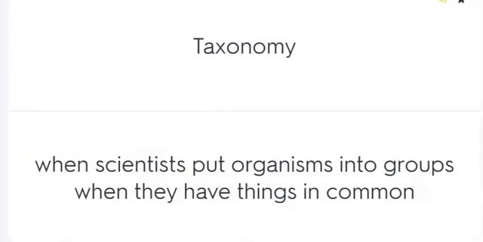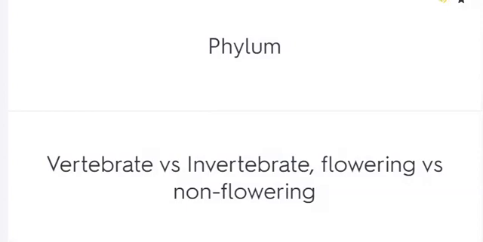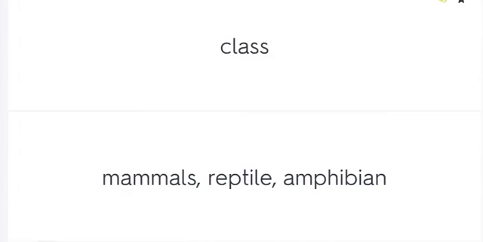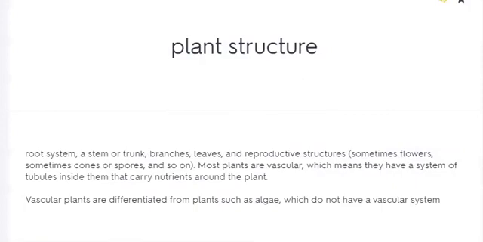Taxonomy, when scientists put organisms into groups when they have things in common. Kingdoms: Animal Kingdom, Plant Kingdom, Fungi Kingdom, Protist Kingdom, Monera Kingdom. Classifications: Kingdom, Phylum, Class, Order, Family, Genus, Species. Phylum: vertebrate versus invertebrate, flowering versus non-flowering. Class: Mammals, Reptile, Amphibian. Plant structure: root system, a stem or trunk, branches, leaves, and reproductive structures.